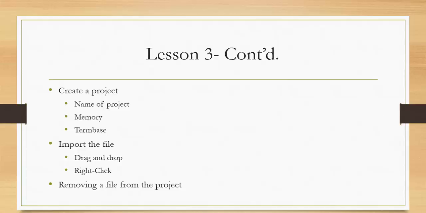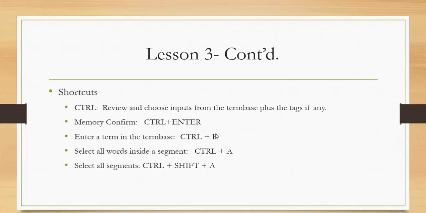In order to create a project, you name it first of all, and you click the icon or whatever the other option on the menu bar, and then you have to link it with the memory and term base. Then you import the file that you want to translate, or files sometimes. It could be more than one file, either by right-click import, by the menu bar, or you can simply drag and drop. We talked about removing a file from the project. Never remove it from your computer, but remove it from inside MemoQ, as we explained.